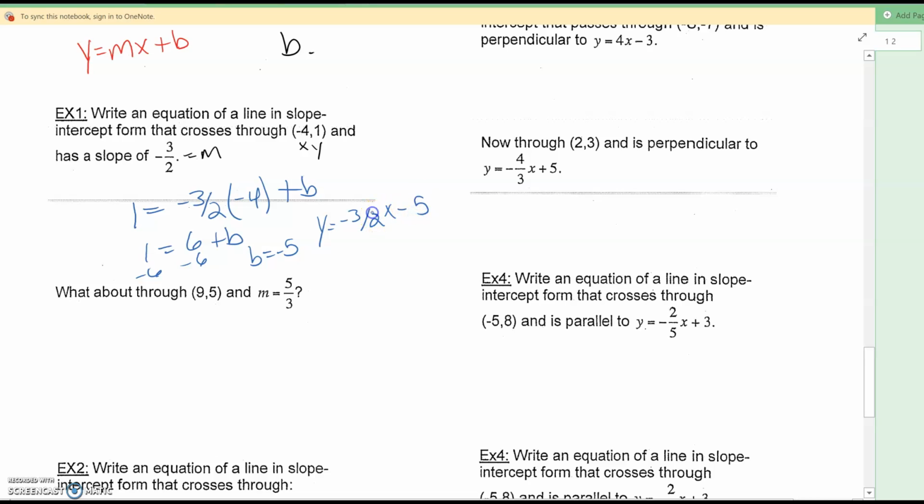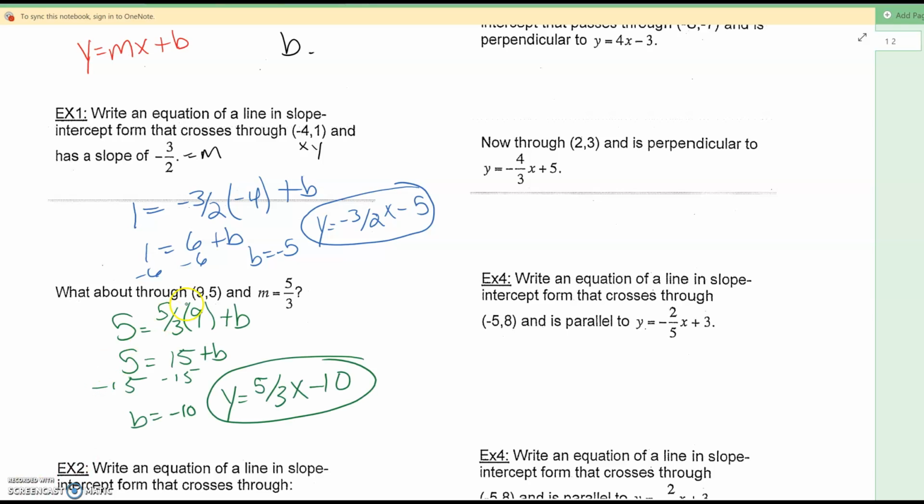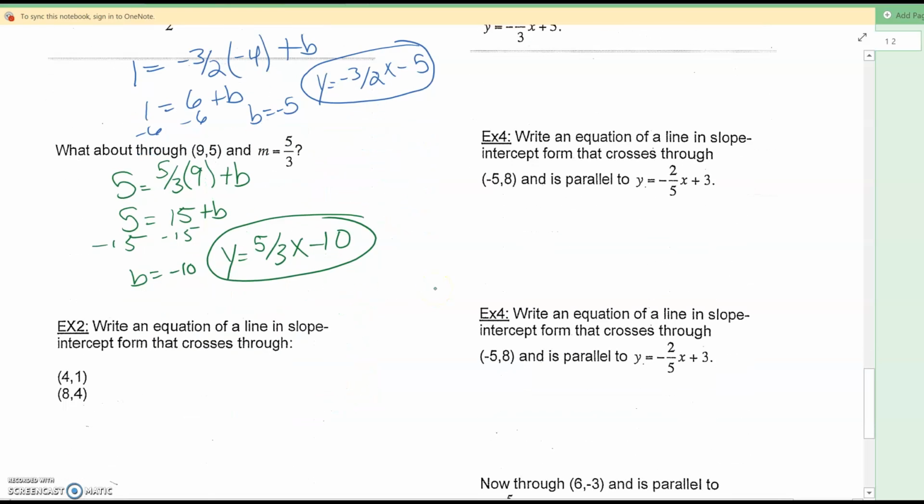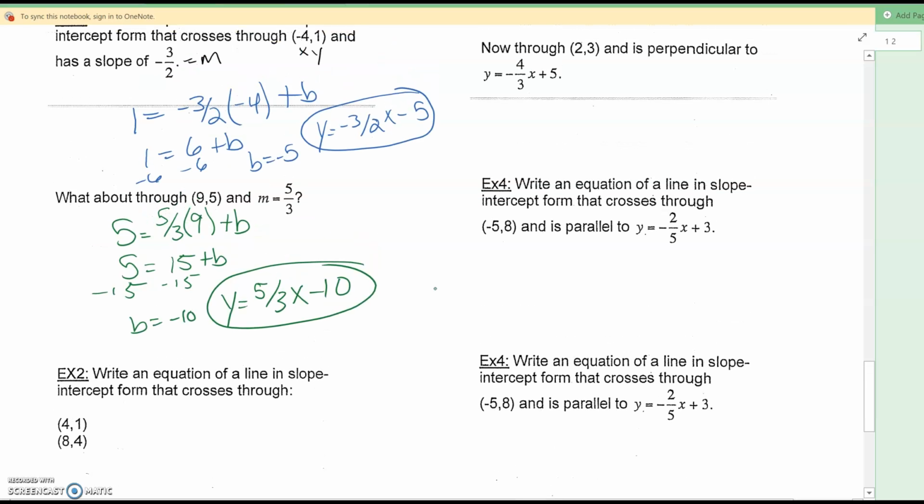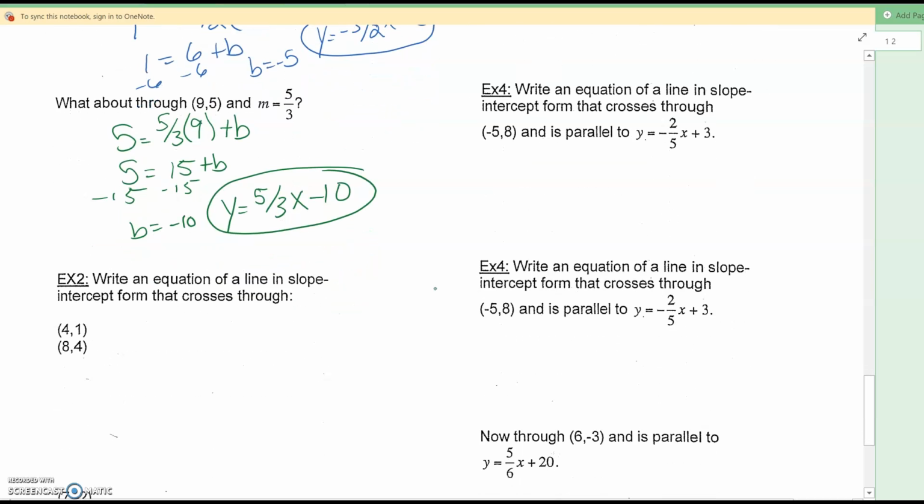If you have to plug this into Edpuzzle at all, just make sure that you put that slash in if you have a fraction for your slope, and then just write it exactly as you see it. That is your equation. Anytime it says equation of a line, just make sure it is slope-intercept form, and we should be good. Go ahead and do the next one. When you plug in your information, you should be able to multiply 5/3 times 9 in your calculator to get 15, and bring that over to get b equals -10, and then you plug everything back in.